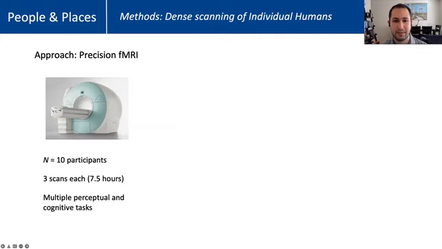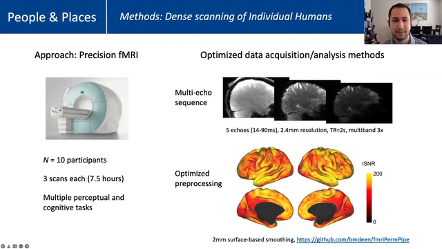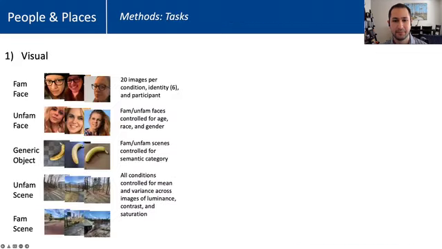I'll test some basic predictions of this theoretical framework in a human fMRI study using precision fMRI within individual subjects scanned multiple times, 3 times for a total of 7.5 hours across a range of perceptual and cognitive tasks. We used optimized data acquisition and analysis methods, including multi-echo pulse sequences and optimized pre-processing methods in order to maximize temporal signal-to-noise ratio while minimizing spatial blurring.